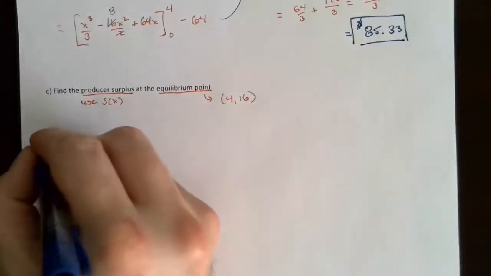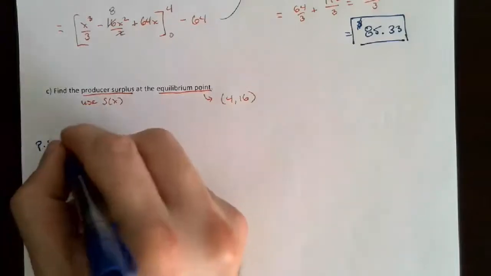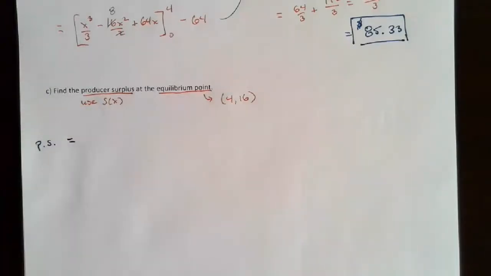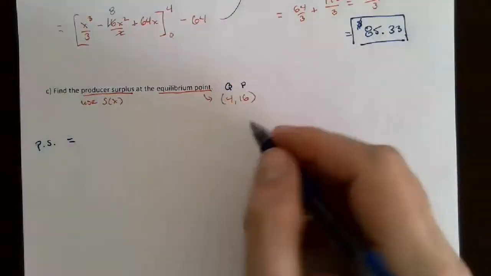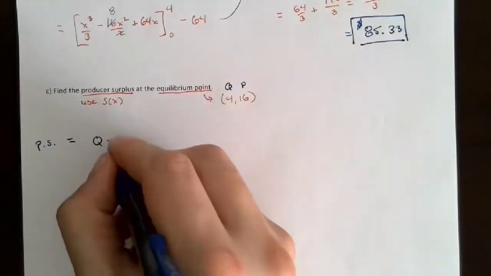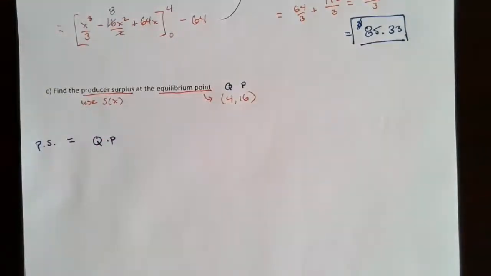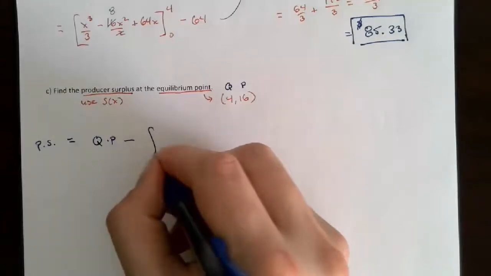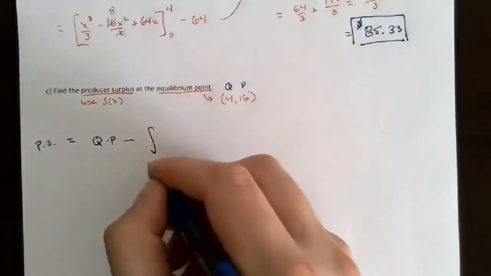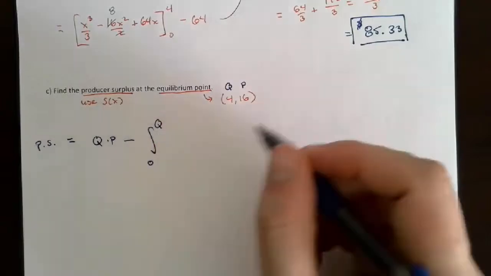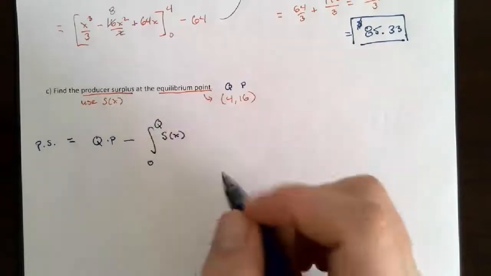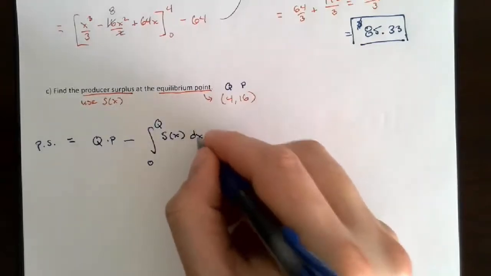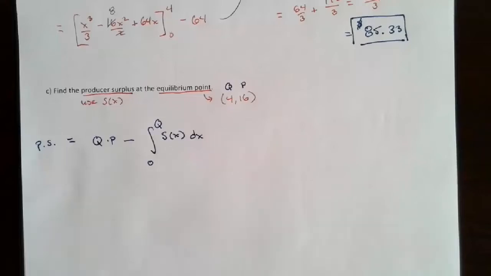And just to make sure we remember it, I'll rewrite the formula for the producer surplus. Remember, for the producer surplus, this is Q, this is P. It was Q times P, the quantity times the price per unit, minus the integral from 0 to Q, because that's the x value, of the function S of X, for the producer using S of X, dx. And then we will substitute in and evaluate.